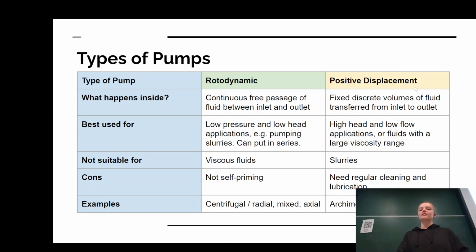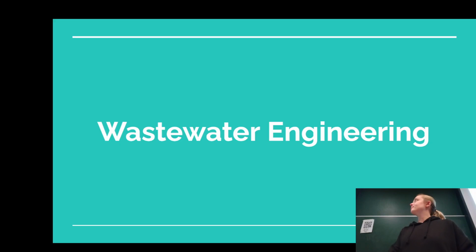And then by comparison, we have positive displacement pumps, which move the exact same volume every single time from inlet to outlet. They're often used in medical applications, high head and low flow applications, or fluids that have a large range in viscosity. Also use them for slurries, but they need regular cleaning and lubrication, and examples include Archimedean screws.